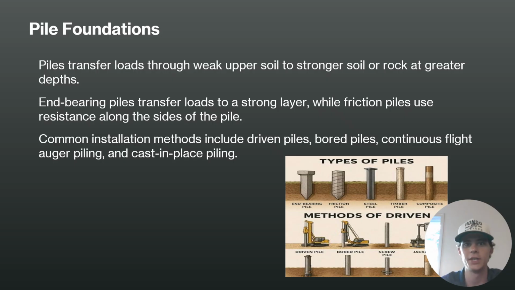One common type of foundation is a pile foundation. Piles are long structural elements that extend deep into the ground. Instead of relying on weak soil near the surface, they transfer the building's load into stronger soil or rock deeper underground. There are two main ways piles can transfer load: end-bearing piles, which extend down until they reach a strong layer that can support the structure, or friction piles, which use resistance between the sides of the pile and the surrounding soil to support the load.